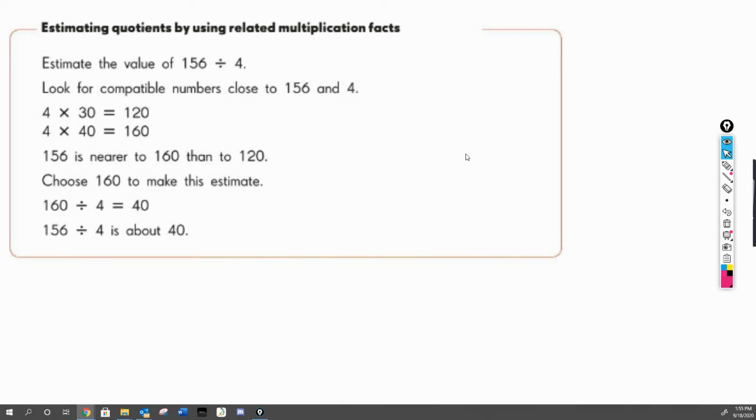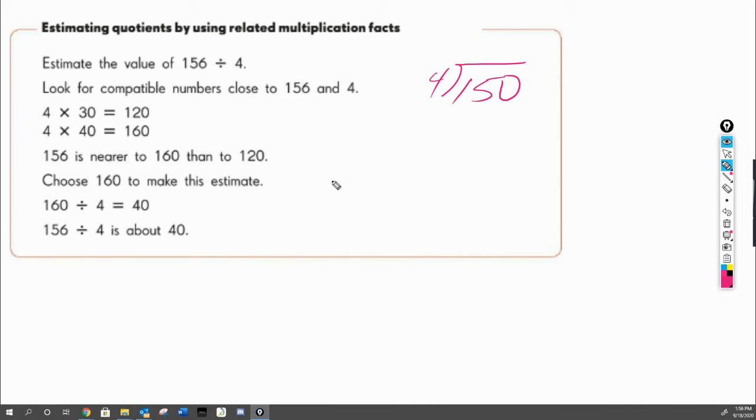You could use, I think we call it a compatible number strategy. But basically, if we were doing 156 divided by 4, you're looking for numbers that are close to 156 that'll divide by 4. If you just did 150 divided by 4, it's not going to work out real nice. If you do 160 divided by 4, well, you know, 4 goes into 16 4 times, or 60 40 times.